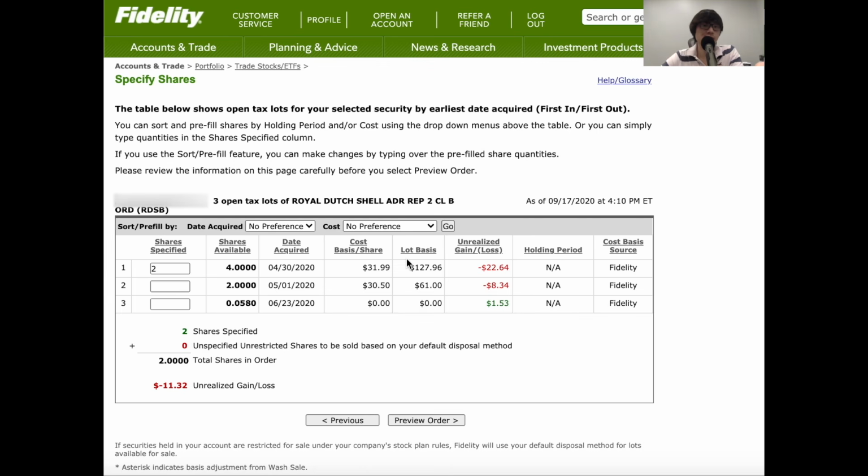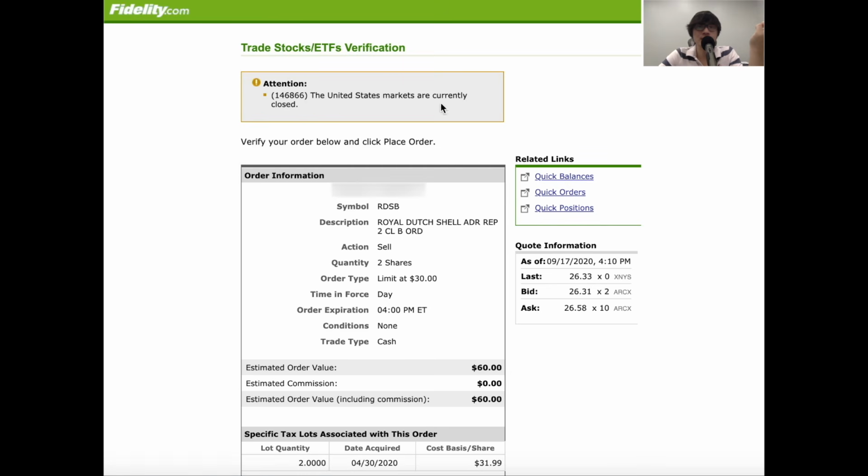But yeah, let's say I want to sell these 2 specific shares. I'll sell it here. That will make my cost basis, which is a fancy way of saying how much did I pay per share for that lot, that group of stocks. And then when I sell that, I just click preview order. And then we're taken to this page again.